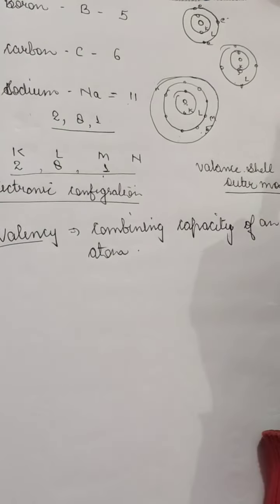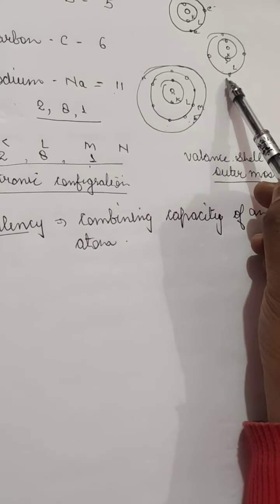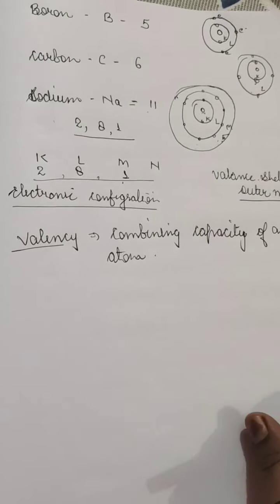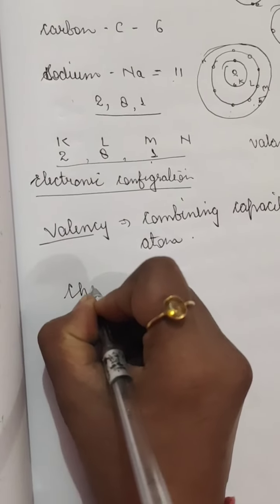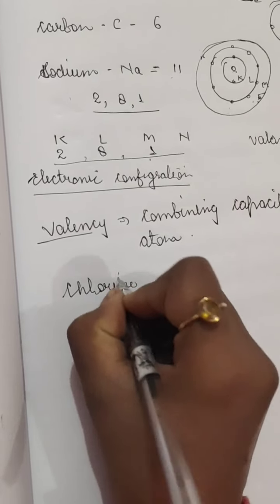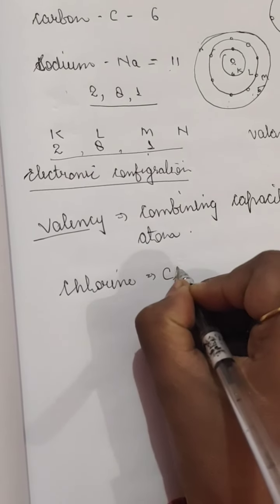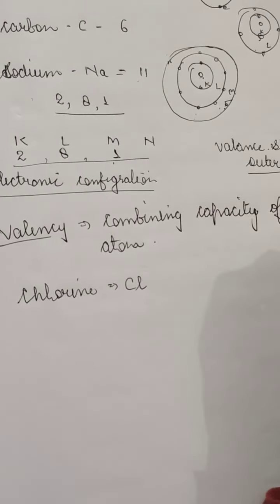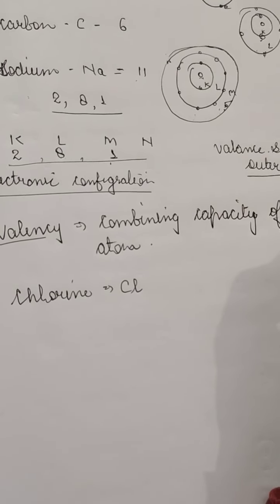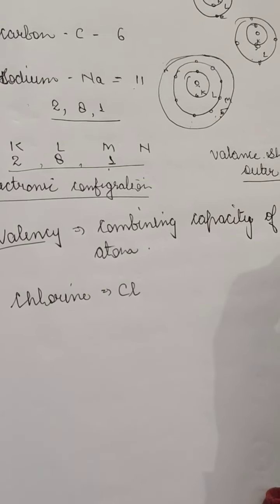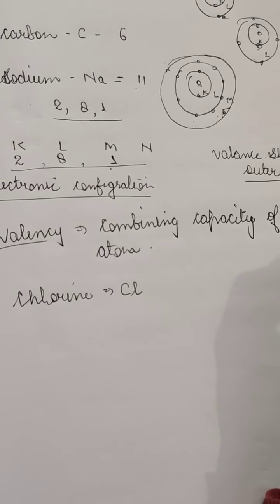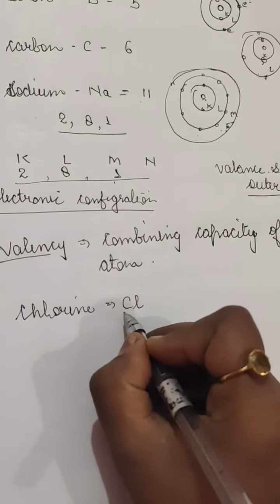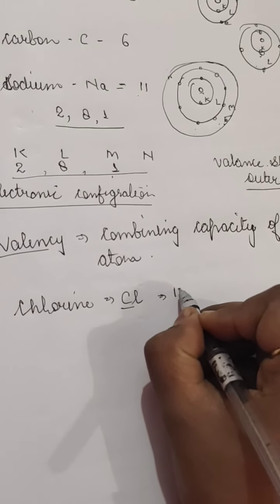For carbon, the valency is 4, since it has 4 electrons in its outermost shell and it combines with all 4 electrons. But there are some examples like chlorine. Chlorine has the symbol Cl. We have discussed the symbols of the elements, and I have asked you to learn the symbols of the elements and atomic numbers from 1 till 20. You have to learn the symbols, the atomic number, the number of protons, number of neutrons, and the electronic configuration also. So chlorine has the symbol Cl and atomic number 17.